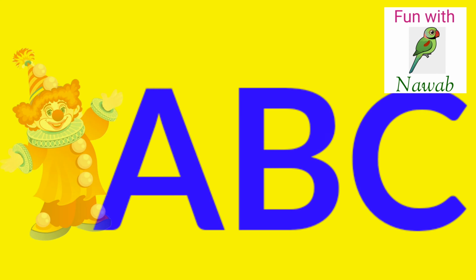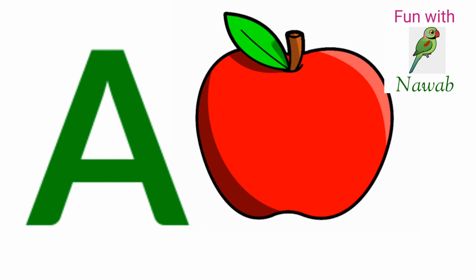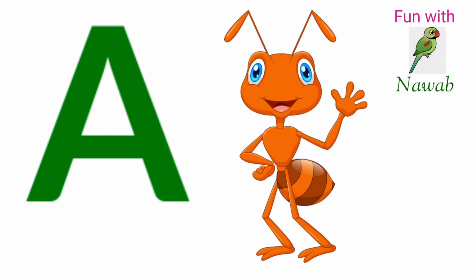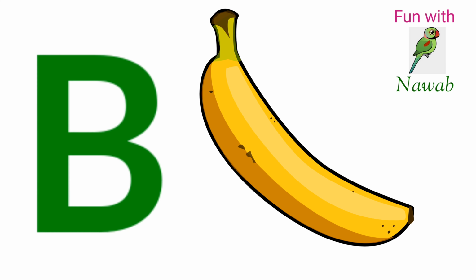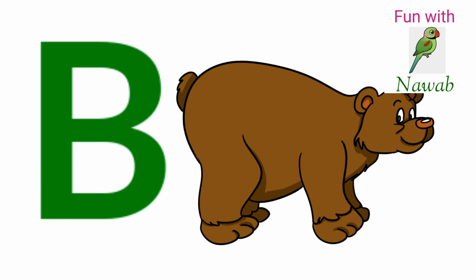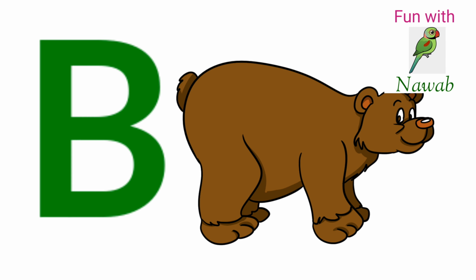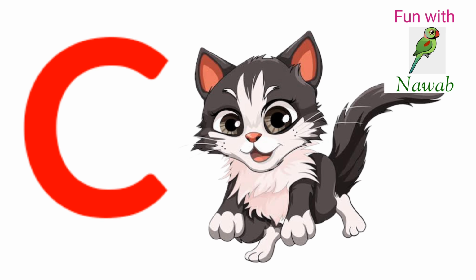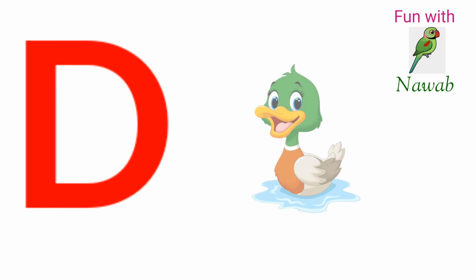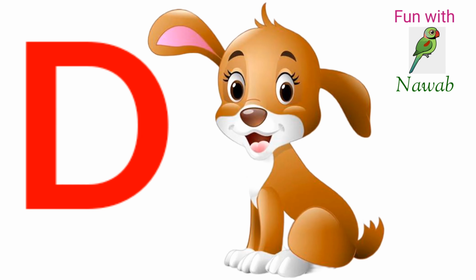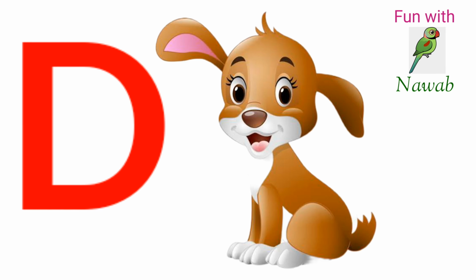Let's learn ABC with me. A for apple. A for aunt. B for banana. B for bear. C for cow. C for cat. D for duck. D for dog.